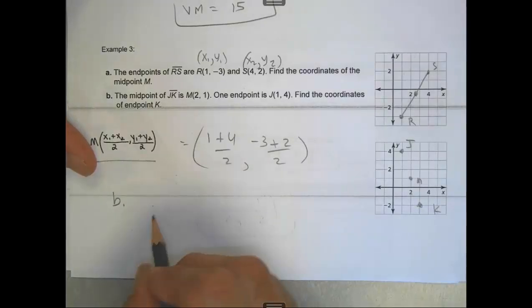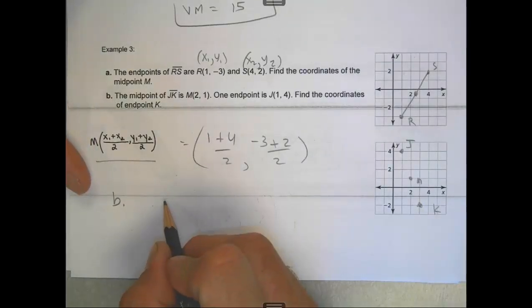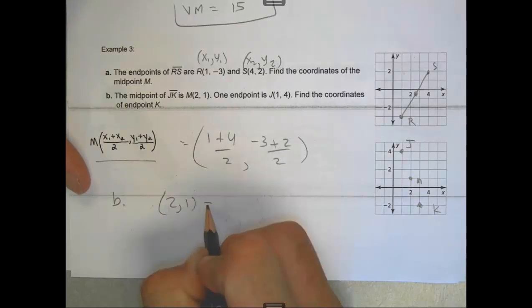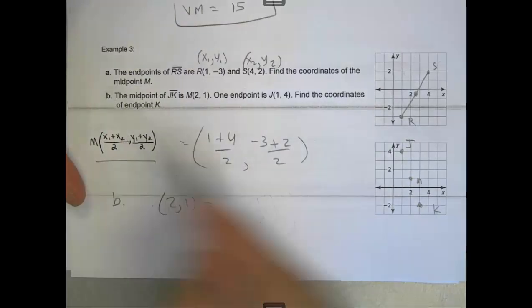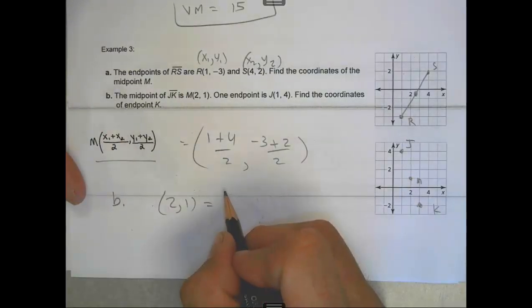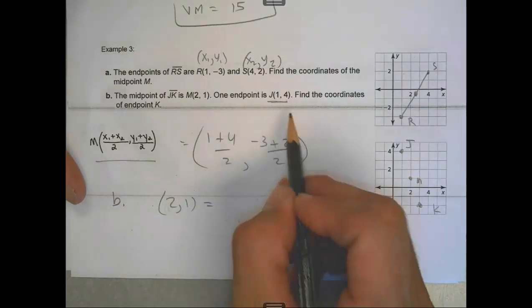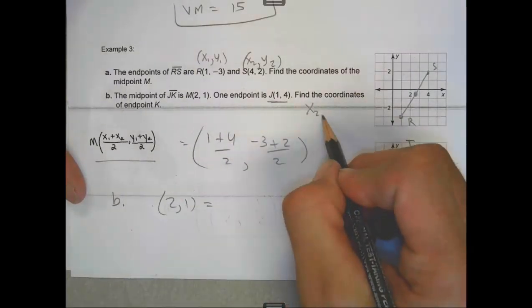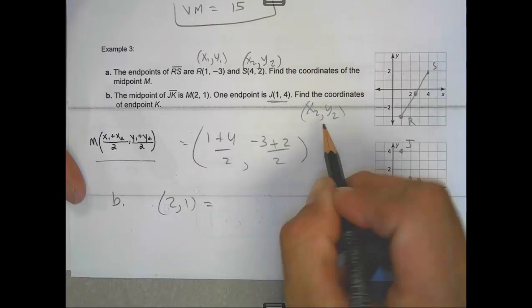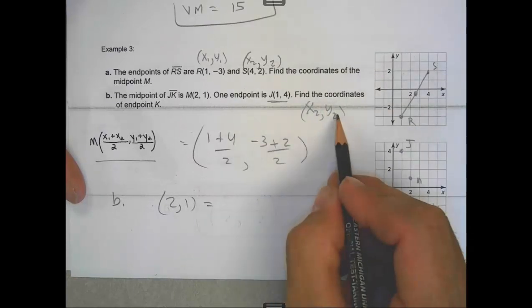All right, so let's use algebra. The midpoint formula gives us the midpoint. So the midpoint (2, 1) is equal to the midpoint formula. If this is one point, I'm going to call the other point (x2, y2), or x1. It doesn't matter. Just call it (x, y) if you prefer.